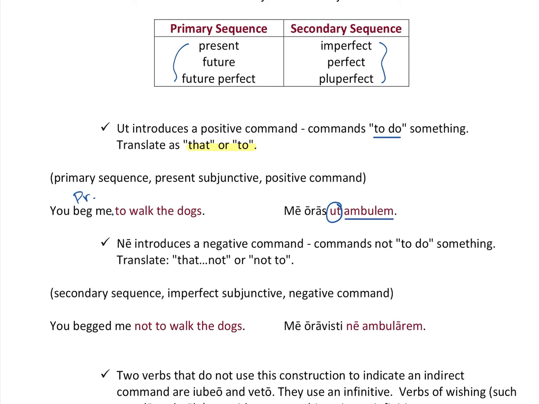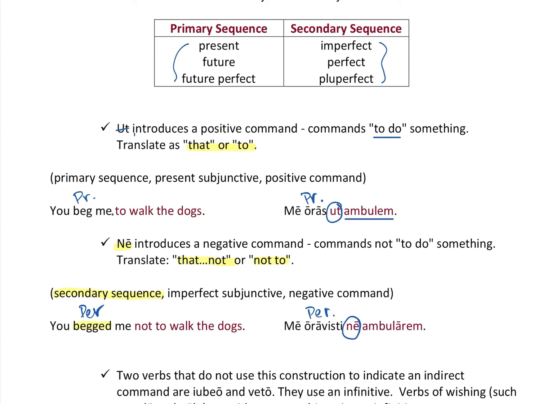Now, ne introduces a negative command, and it commands us not to do something. And you translate it as "that... not," or "not to." So let's take a look at this one. We see it's a secondary sequence because we've got "begged," which is a perfect, right? So here again, me orawisti. We have this in the perfect. Well, this was in the present. You begged me, and then here we have the ne because it's a negative command. So that already clues you in on how you should do it.